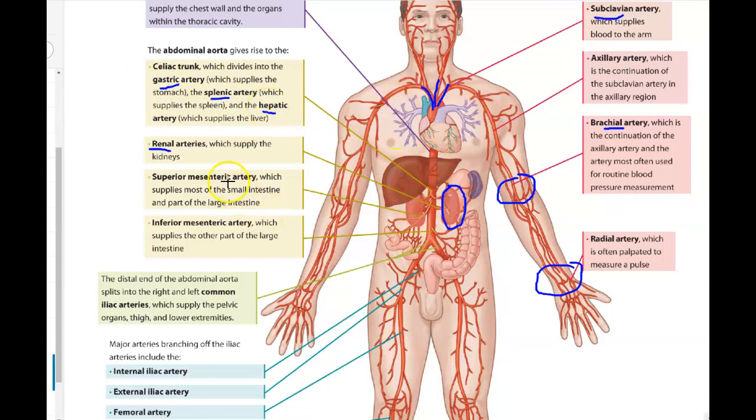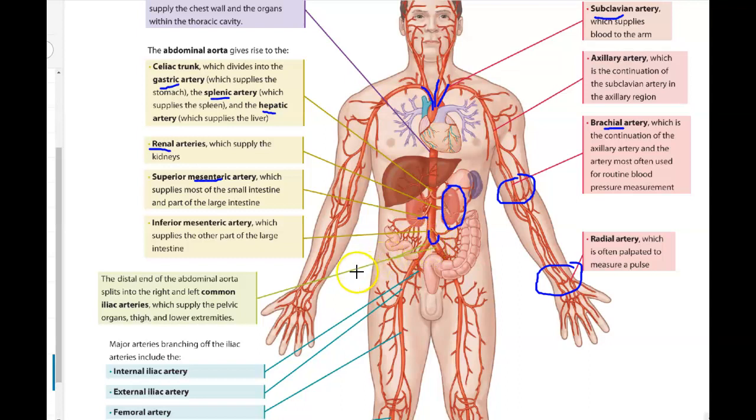Then you've got your mesentery. Mesentery is just a word for gut. So you've got your superior mesentery, which comes off first, and your inferior mesentery, which comes off later. Realize that these ones in the abdomen will have the organs attached to them when you need to name them. Okay, and mainly we're going to look at the renal artery because that's really important when we talk about the functioning of the kidney.